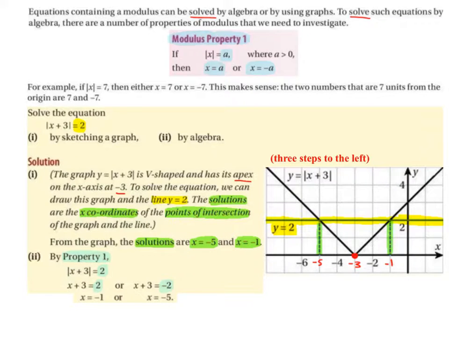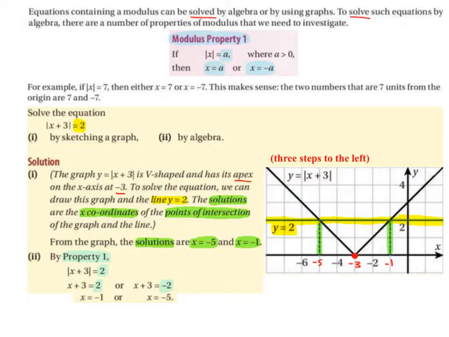So we want to start off by actually drawing the modulus graph. We were told that the modulus of x plus 3 is equal to 2, so what we want to do is move the modulus of x 3 steps to the left. If we just had y equals the modulus of x, we would have our apex, or the point of our V-shape, at the actual origin. So instead we're going to move it 1, 2, 3 places to the left. So we've moved our graph 3 places to the left.